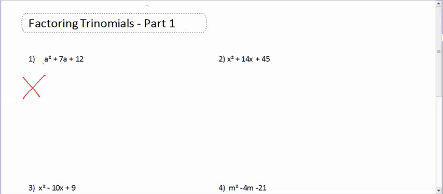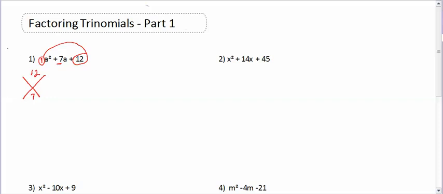And what we do is we take our first term, which is 1, and we're going to multiply it by our last term, which is 12. So 1 times 12 is 12. That's the number that we're going to say it multiplies to. Okay, the middle term is what we're adding up to. So what we do on the side here is we say two numbers that multiply together to give me 12, but add together to give me 7.